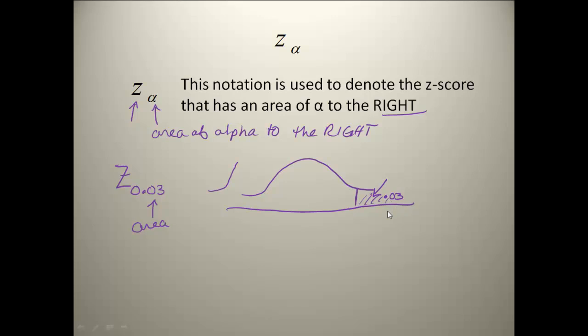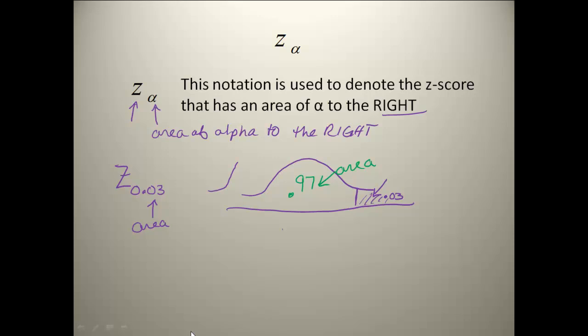Well, now table 2 is dealing with my areas under the normal curve, but it's always in terms of areas to the left. So what I have to do is convert this into an area to the left. So if I have 0.03 to the right, that means I have 0.97 to the left. So I've got an area of 0.97.